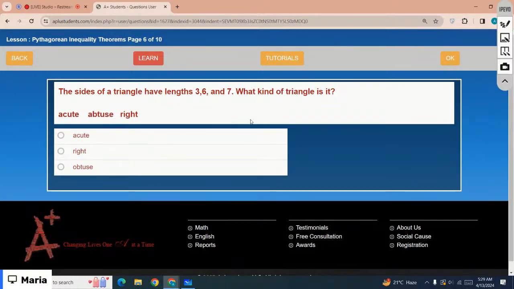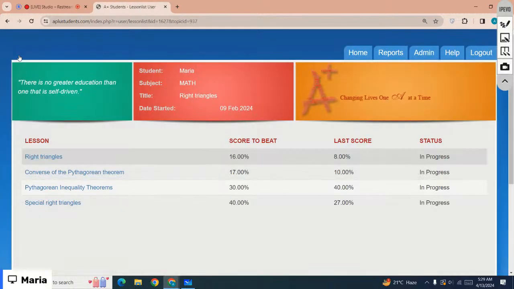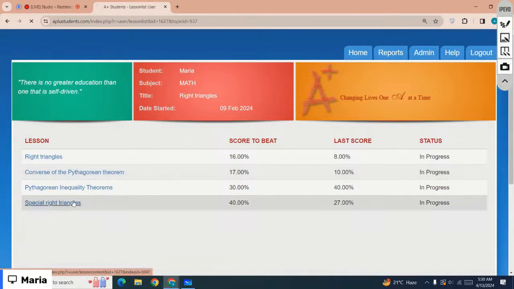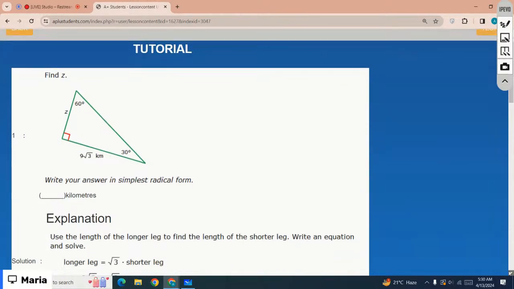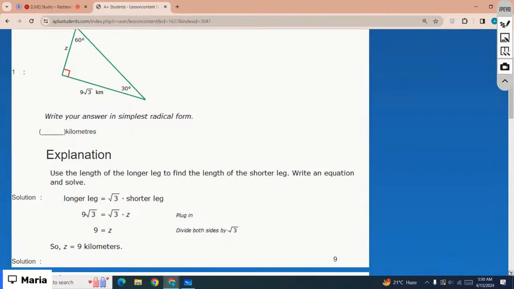Okay, you can complete the lesson by yourself later today. Let me just move on to the next lesson, that is special right triangles. Okay, solve, find z. You have to calculate the value of z. You are given two of the angles, you need to find the length of the third one. You have to find the length of the shorter leg. Longer leg equals square root 3 times shorter. So you have to do square root 3 times z, then z equals 9.